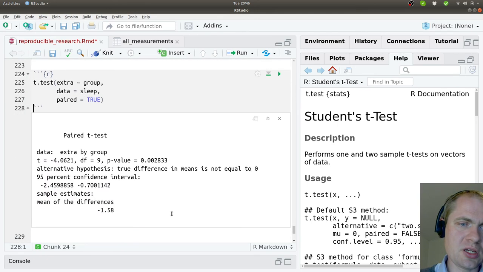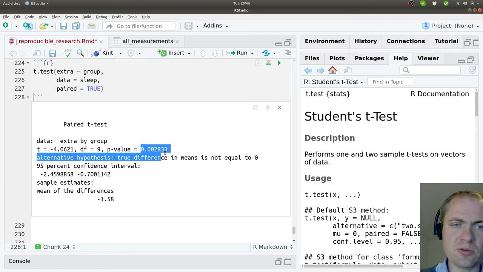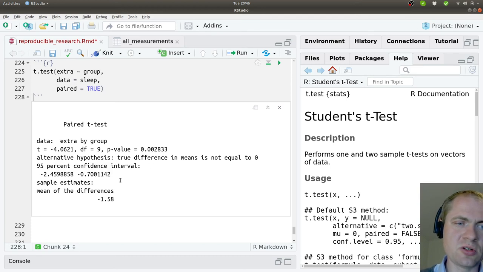So now we get the results of a paired t-test, and we get a t-value of more than 4 with 9 degrees of freedom, and a p-value which is much less than 0.05, which is usually used as a significance threshold. So given this amount of detail in the data, or these observations, we can now conclude that the second drug, or the drug administered in the second group, actually increases the amount of sleep that the patients are getting compared to the first group. And we also get some details about the mean of the differences between these observations.